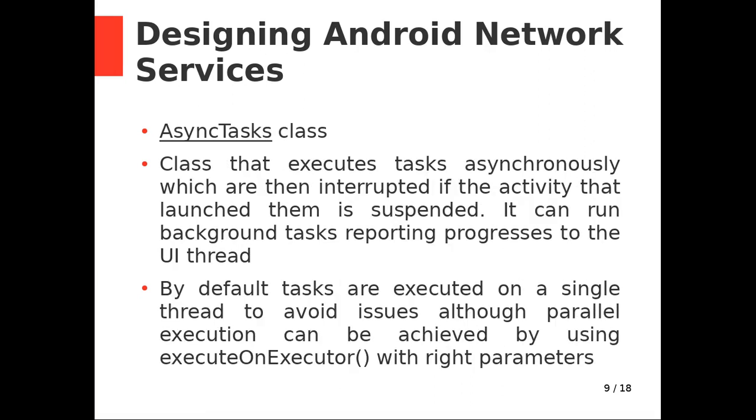The AsyncTask class. This is a class that executes tasks asynchronously, which are then interrupted if the activity that launched them is suspended. It can run background tasks reporting any progress to the UI thread. By default, tasks are executed on a single thread to avoid issues, although parallel execution can be achieved by using the execute on executor with the right parameters.